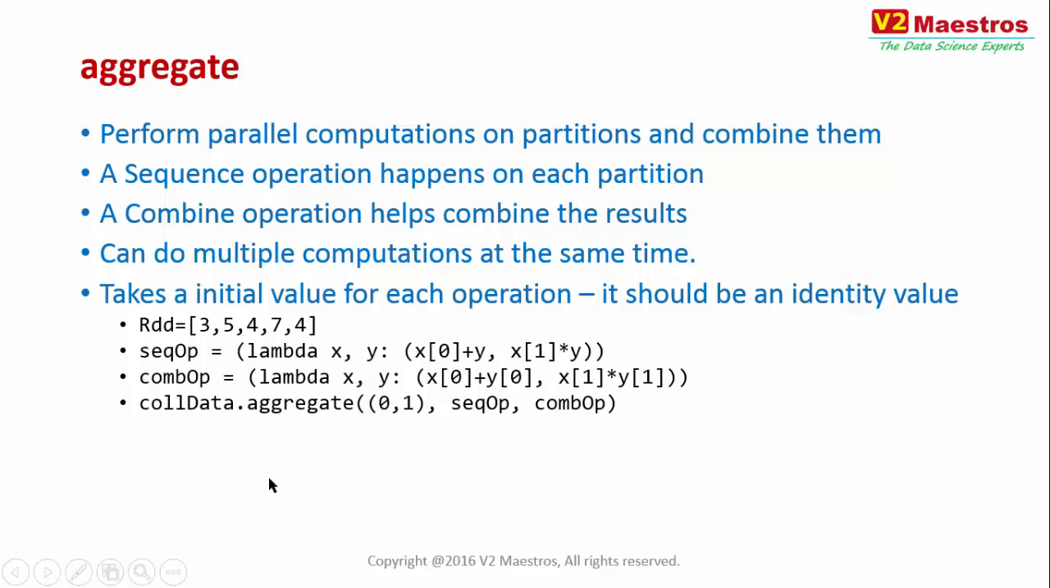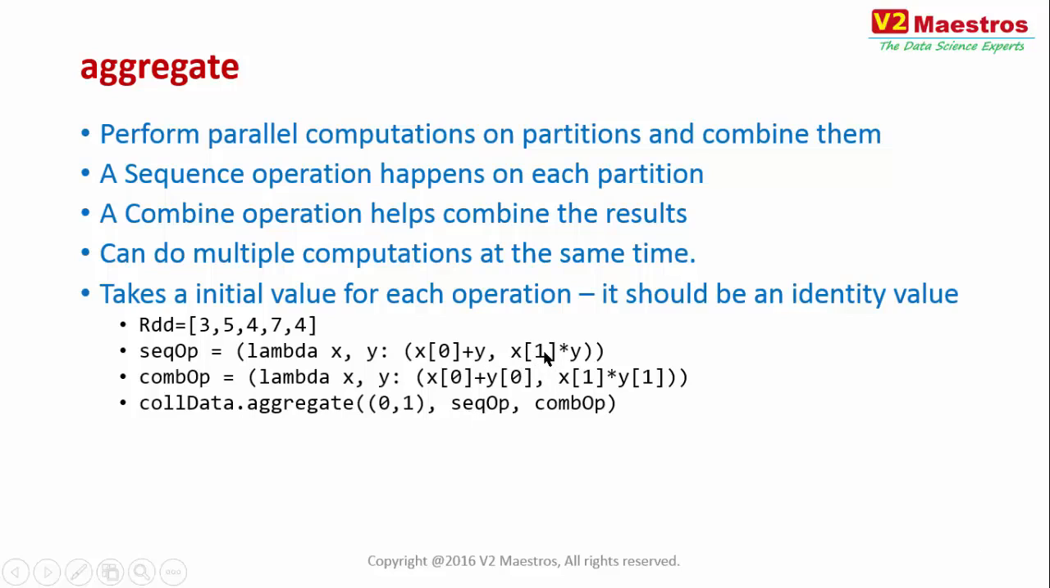So what is going to happen here? Let's look at how the sequence operation will happen. The sequence operation is going to start with x of 0 plus y. The x of 0 here in the sequence operation is this first 0 in the front, and y will be the first element in the RDD. So x of 0 is 0, y will be 3. So x of 0 plus y will be 0 plus 3, which will be 3.